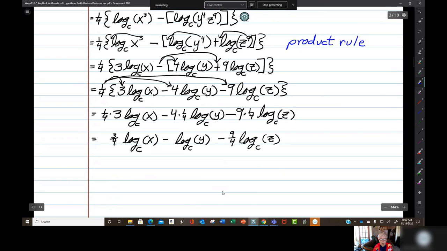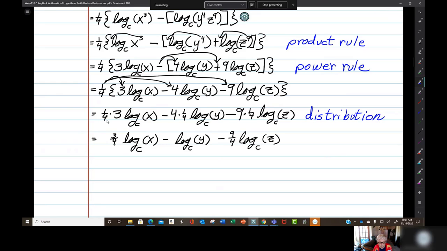And again, we use the power rule. 4 comes down in front, 9 comes down in front. So this is the power. Oh, and 3 comes down in front. So that's the power rule. And getting ready for distribution. Here I distributed 1/4 to all three terms. So distribution. And here I multiplied, but I mean, really, do I have to like write multiplication? I don't think so.